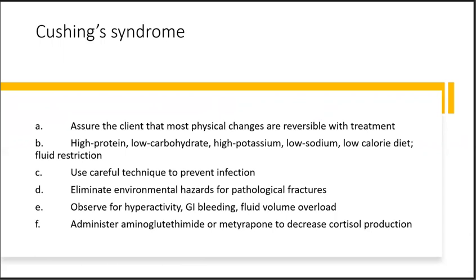We also need to be careful and want to use techniques that could prevent infection. Again, eliminate hazards that could lead to pathological fractures. Remember, there's osteoporosis in this client. You also want to observe for hyperactivity, GI bleeding, and fluid volume overload. So you want to observe for all of this. And then we'll need to administer aminoglutethimide or metyrapone. This would help to decrease the cortisol production.